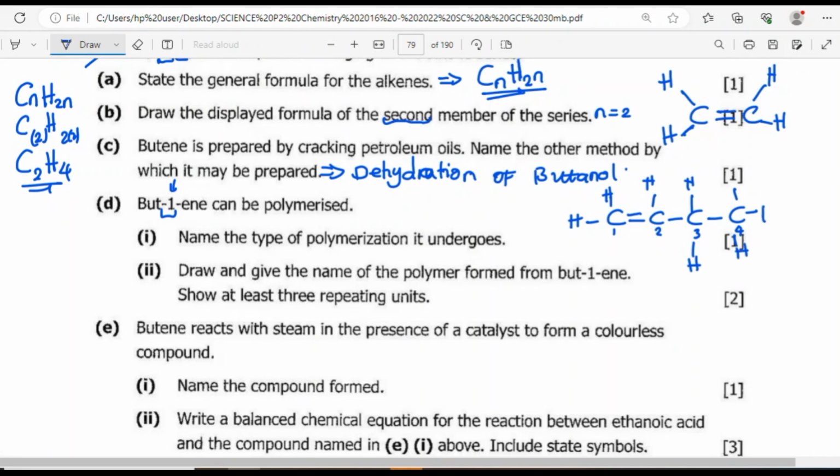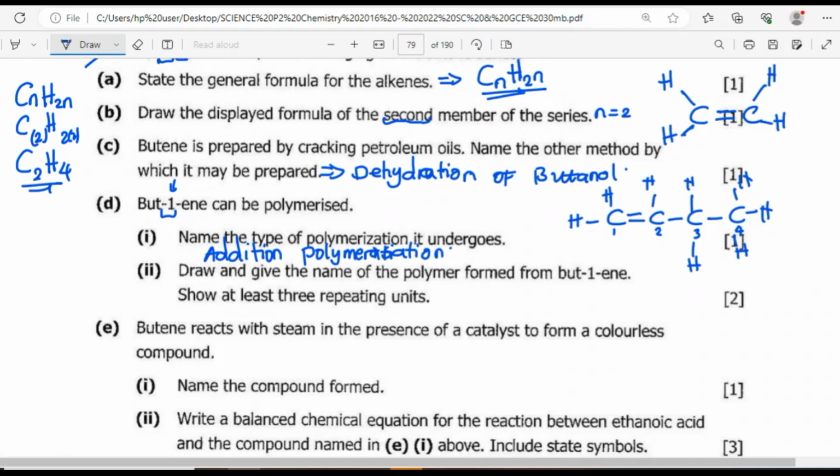Now we have Roman numeral 1. Name the type of polymerization it undergoes. Remember, I said all alkenes undergo addition polymerization. You don't have to even think of condensation here. No, it's addition polymerization.